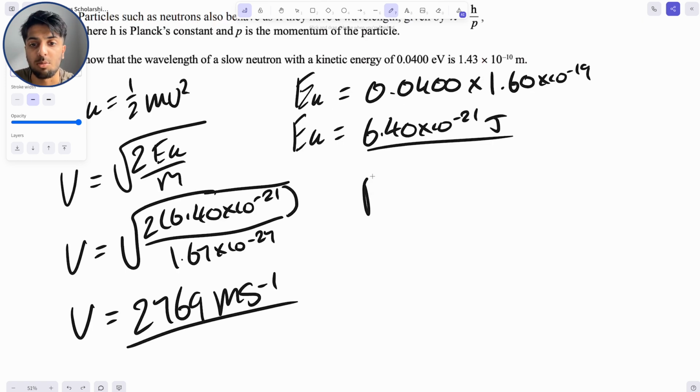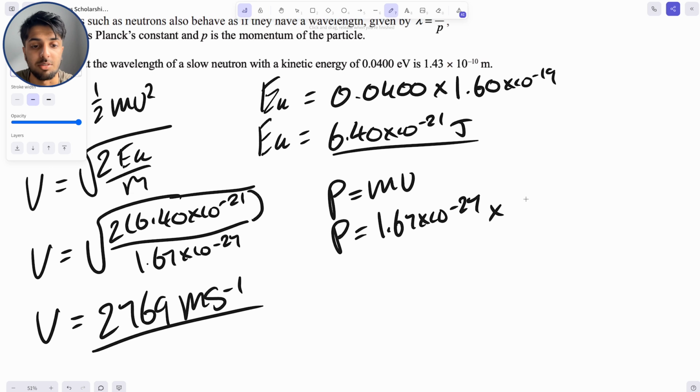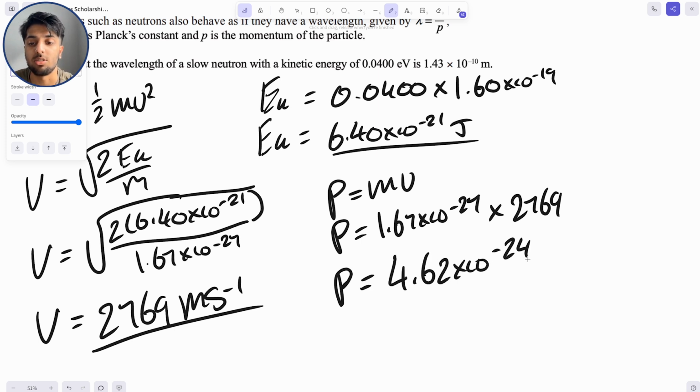Okay, so as momentum is mass times velocity, we can substitute the mass of a neutron again, so that's 1.67 times 10 to the negative 27, times the velocity, which we just found, 2769, and the momentum of the neutron is equal to 4.62 times 10 to the negative 24 kg meters per second.